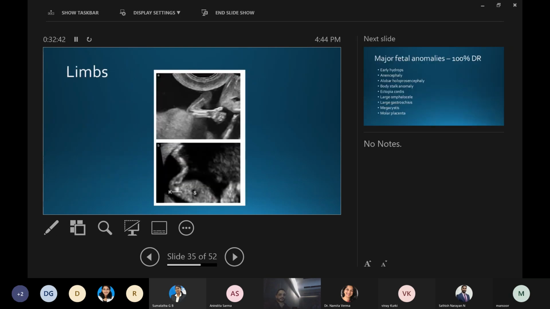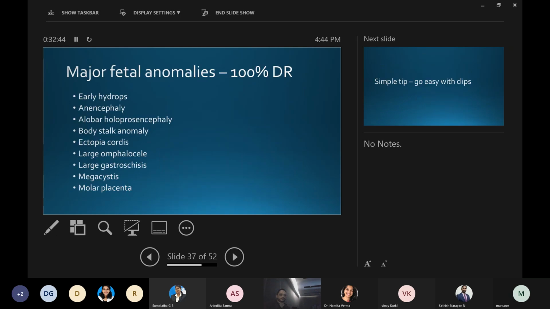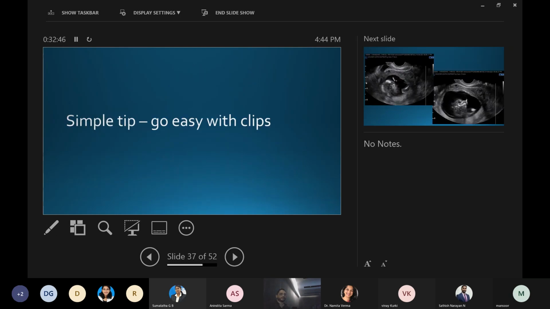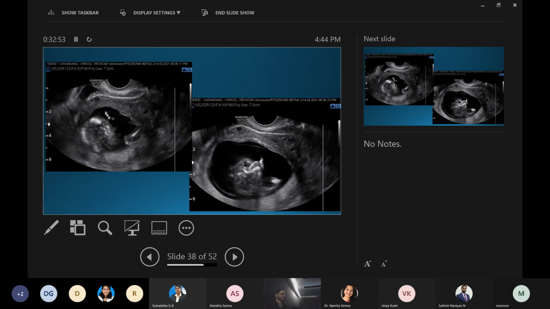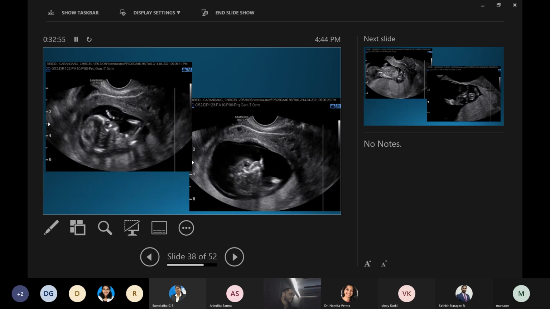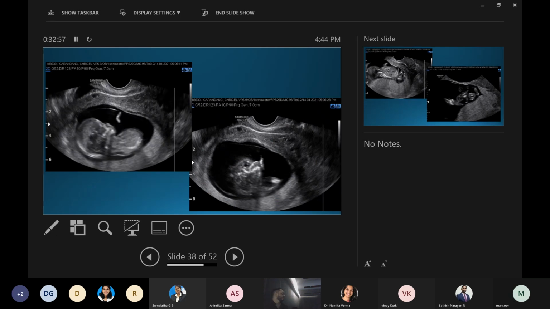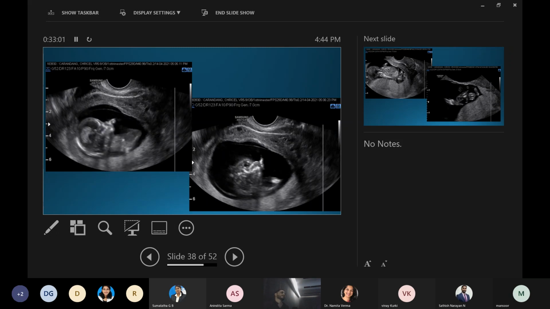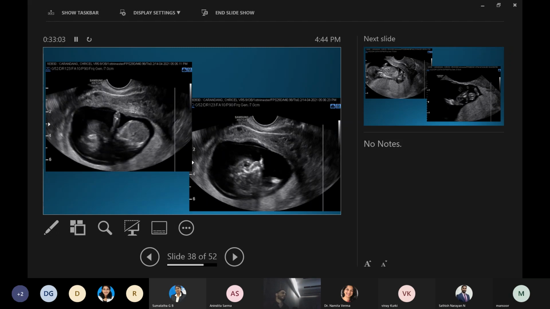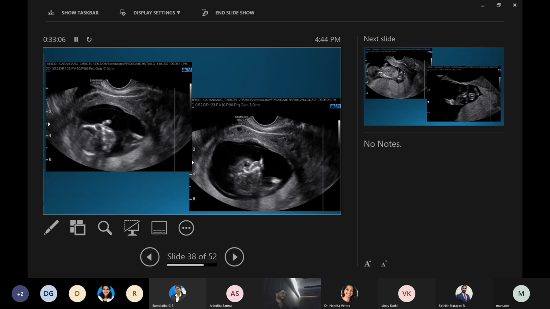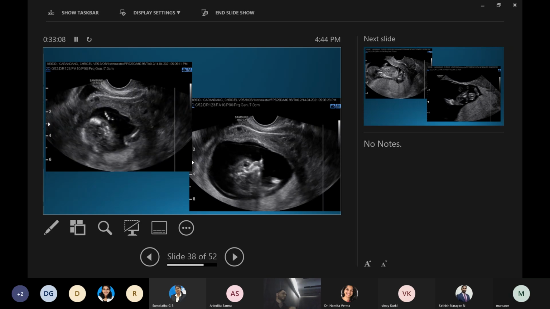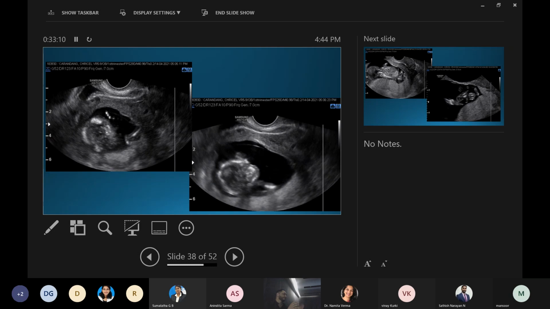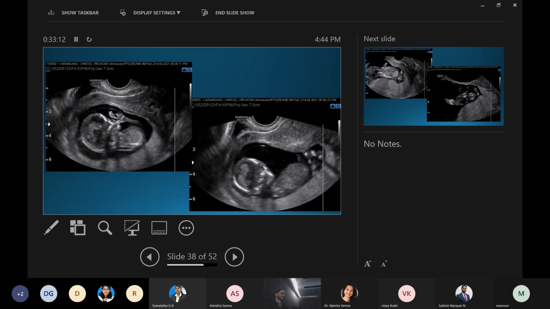Now, these are all the images we went through. I'll give you a simple tip how to get all your views without wasting much time in the anomaly scan. Just switch on the cine clips in your machine and increase the time of the cine to maximum and keep scanning the baby. Try to take a mid-sag position, not exactly, just try to make it, and the baby itself will move and give you the proper position.